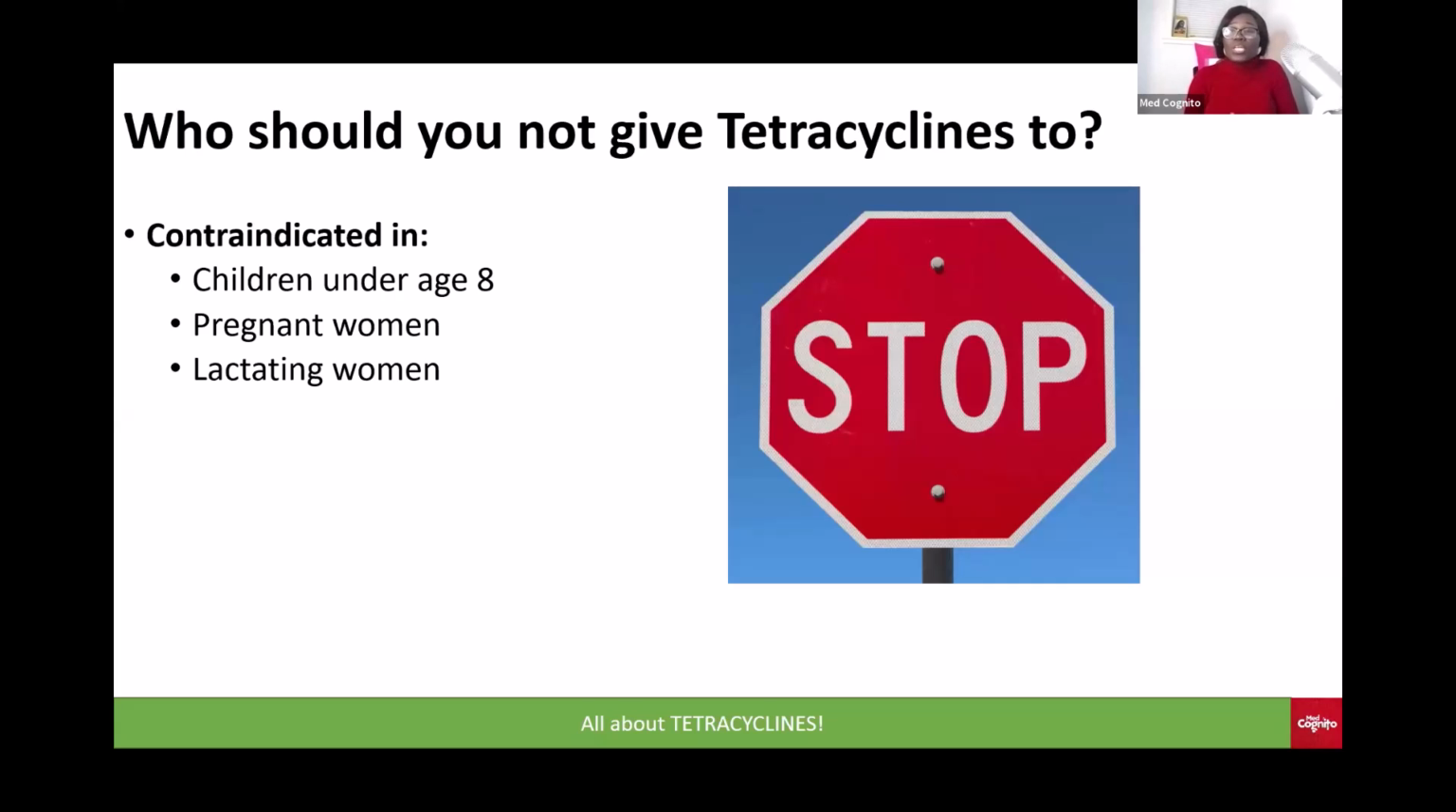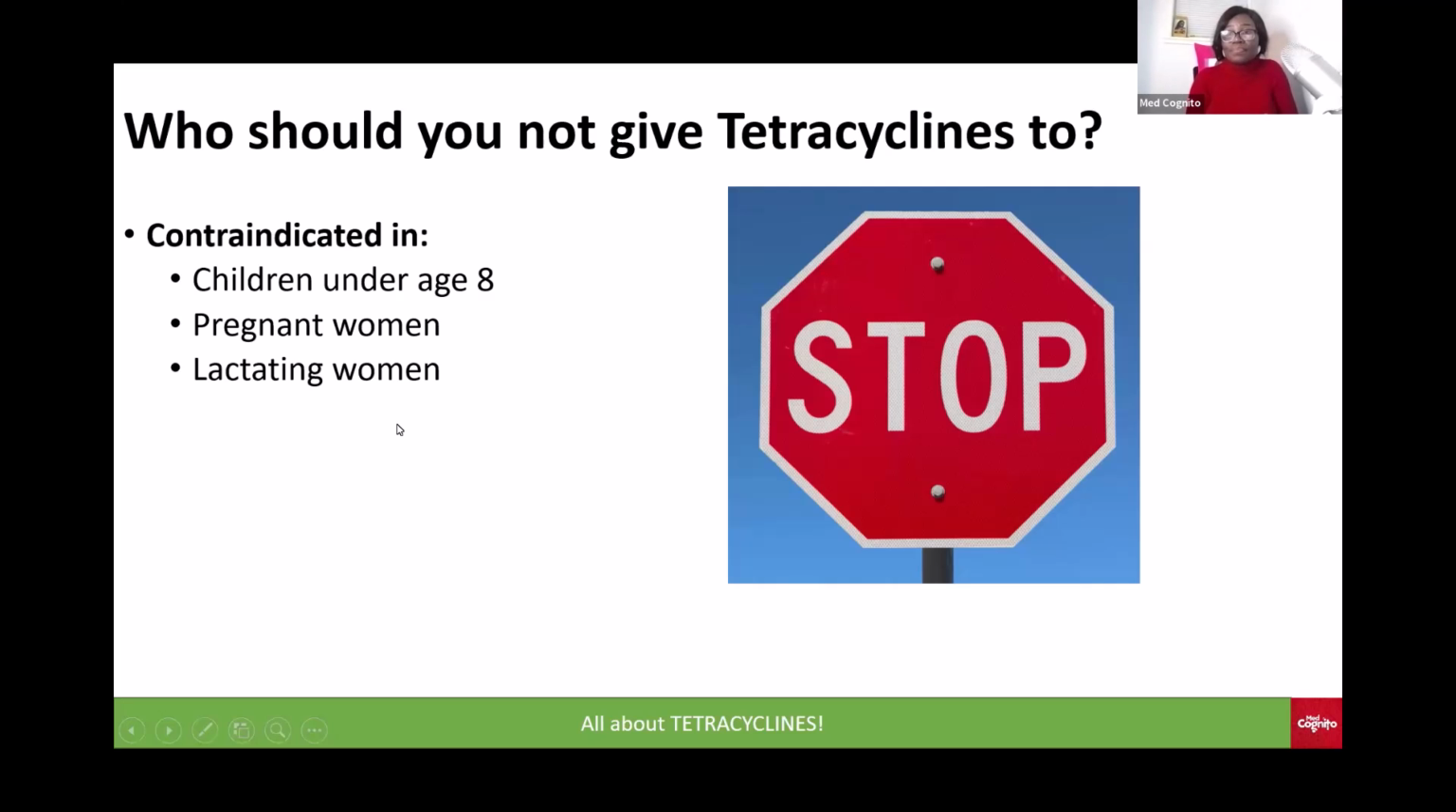We also will not give it to a pregnant woman because it can affect the fetus. It's going to affect the bone growth of the fetus, and later in life, it can also stain the teeth of the fetus. So we are not going to give it to that pregnant woman because it has an effect on the fetus, the teeth as well as the bone.